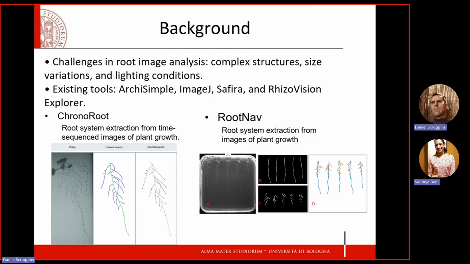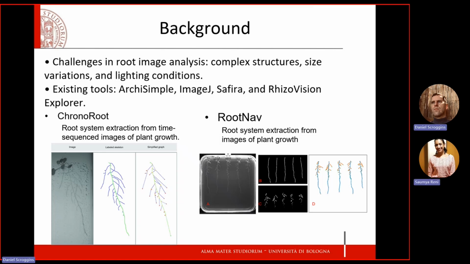We also tested some root analysis systems from the literature. Some of these tools are cited in this slide. ChronoRoot, for example, is a root system extraction from a time sequence. RootNav is a root system extraction from images of plants. Both of these systems were trained on data sets very different from ours, and failed to segment our images.